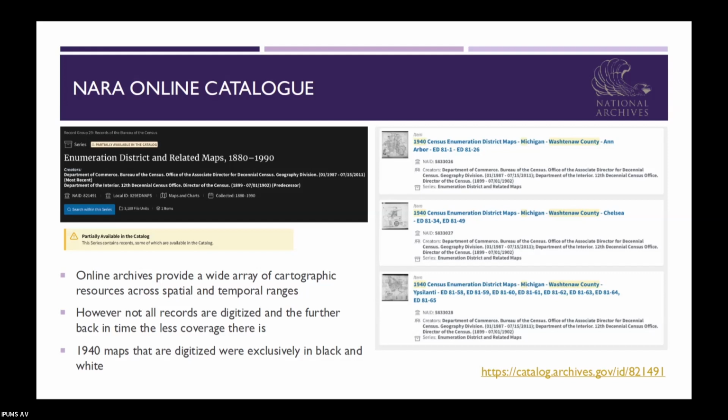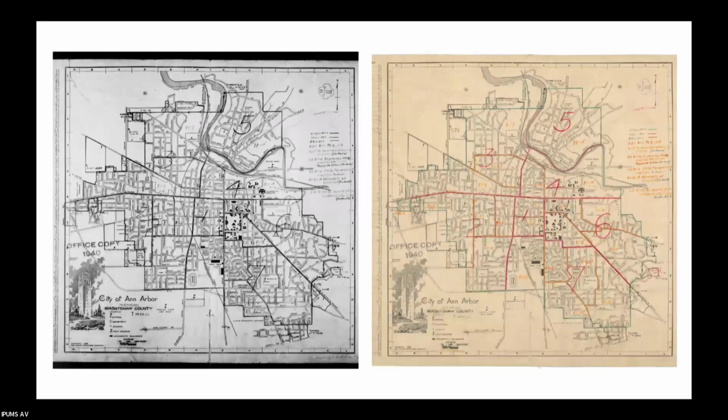And as we go farther back in time, there is less coverage and availability for these maps. But most importantly, the 1940s maps, specifically 1940 and earlier, were all digitized in black and white. And it's not just me being lazy. It is really critical that they were in black and white instead of color, because you can see here that enumeration district lines are actually in orange.